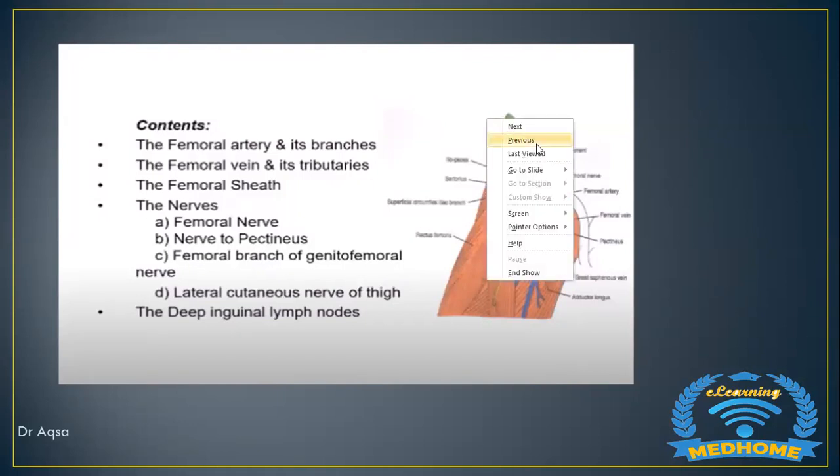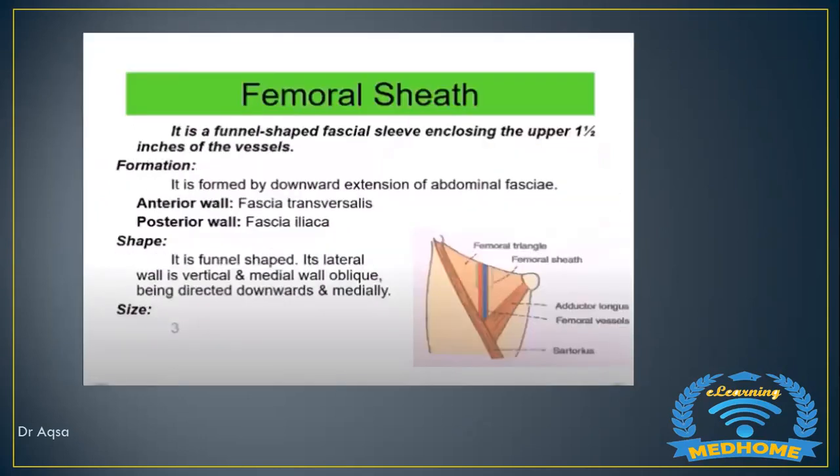So let's move ahead. Now, what is the femoral sheath? So the femoral sheath is a part of the femoral triangle. Now, the first important thing that you need to know is that the femoral sheath is 1 inch or 2.5 centimeter above the inguinal ligament.